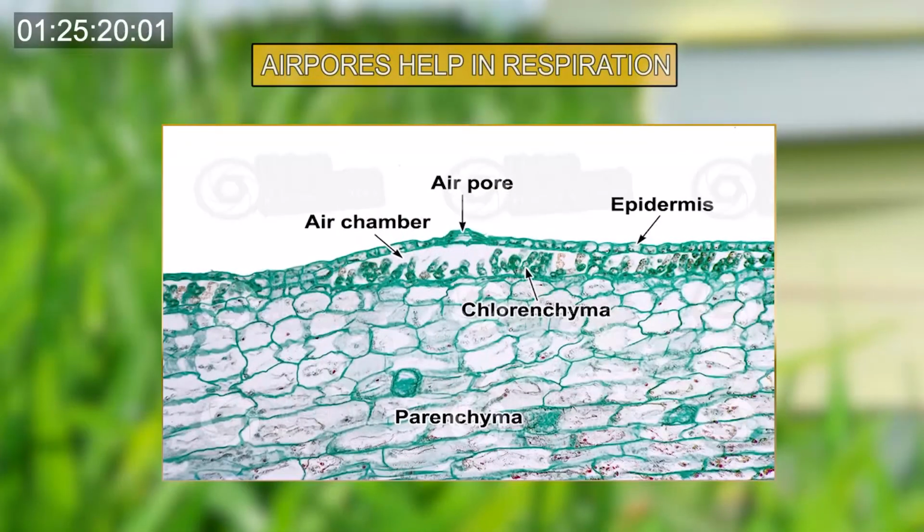Next, a land adaptive feature of the bryophyte is the presence of air pores. These air pores are present on the upper surfaces of the thallus, and beneath these air pores lie the air chambers. Because of these air pores, there is exchange of gases from the outer atmosphere to the inner part of the plant. As a result, it helps the plant body to respire during these conditions.